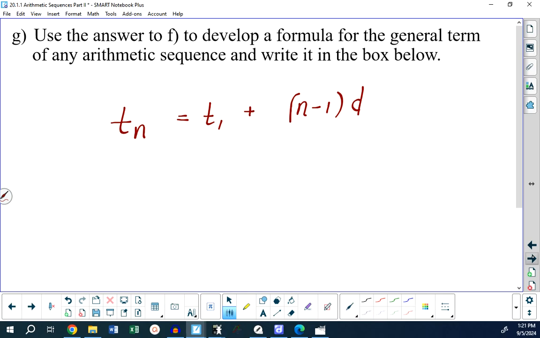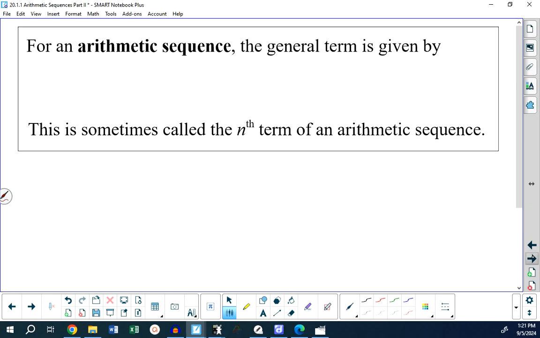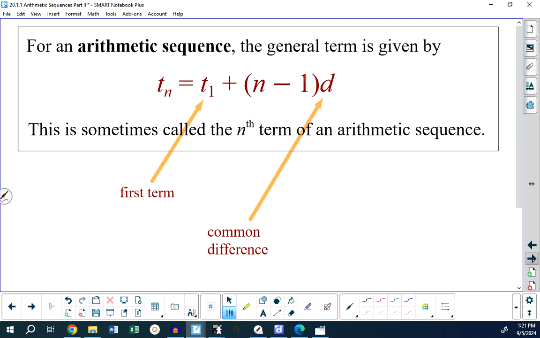Okay? So we take a look on, I believe, the next page, or middle of this page, I guess we're still on. There's the formula. I would like to highlight a couple of things for you. This, of course, is the first term, and this is the common difference. And the thing I want to highlight, which will become useful throughout the rest of the course and next year as well in 30-1, is that these are both called parameters. T1 and d are parameters. Parameters are numbers that define a relationship.